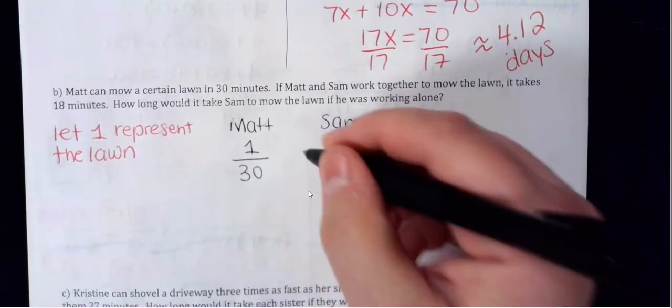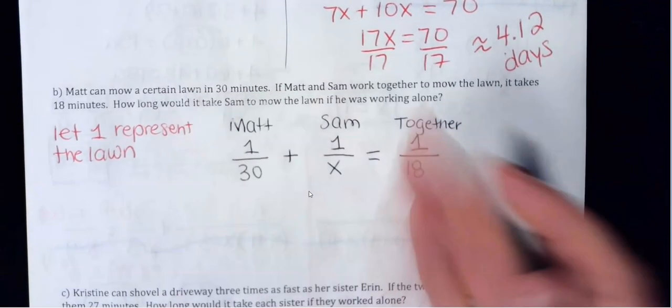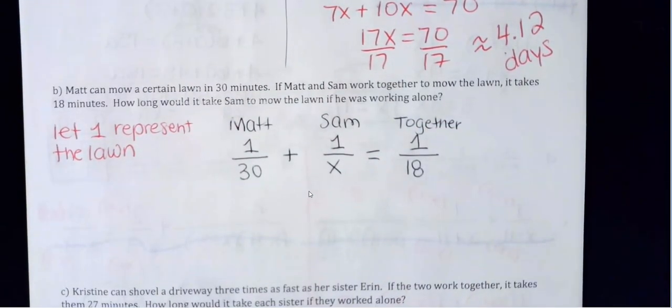Now, same thing, I'm going to add these together because they're going to work together, and then that would equal the 1 lawn over 18 minutes. And very similar, it's just the variables in a little different place in the equation here. What maybe would be a number that 30 and 18 would both go into? Think about that for a second.